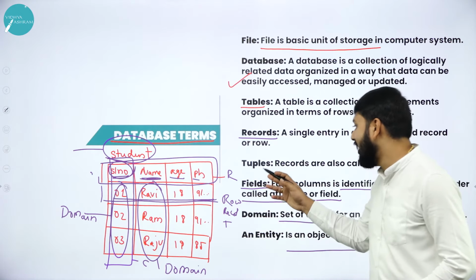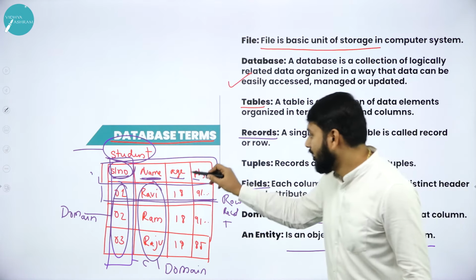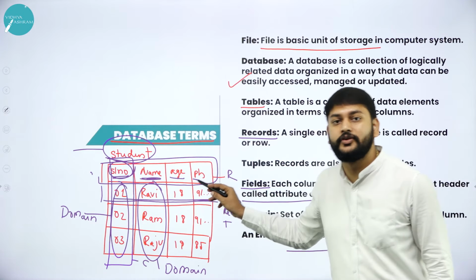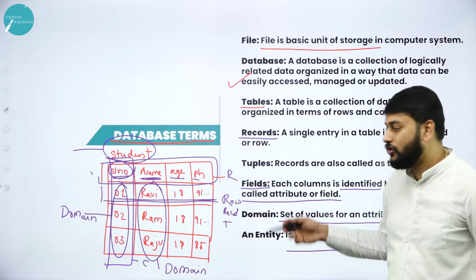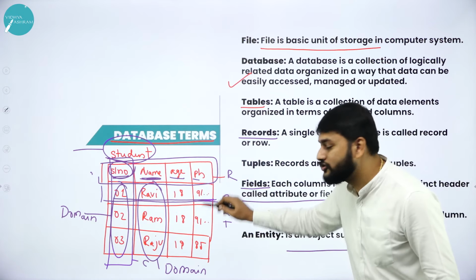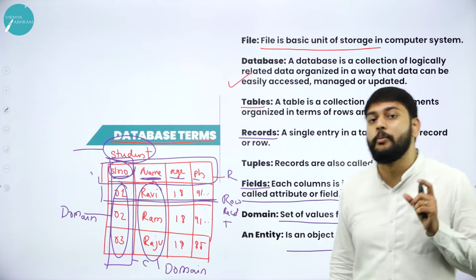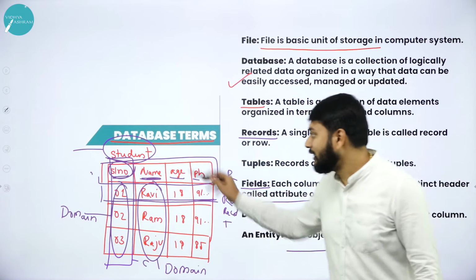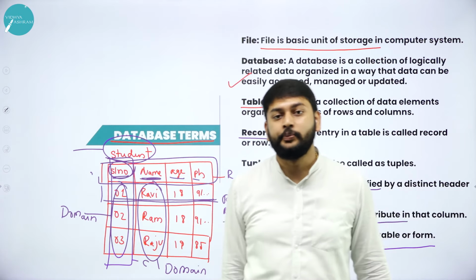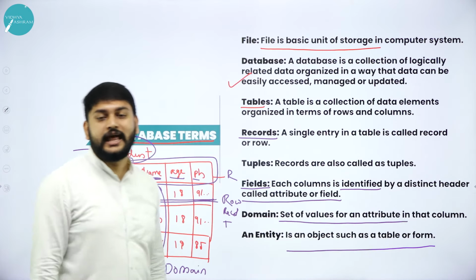So what is the next one that I have? I have field, the column name. That is what I will call a field. Another name for that is attribute. The attribute has a set of values. That is what I will call a domain. And entity means the table name, which I call an entity. That's what you have to understand.